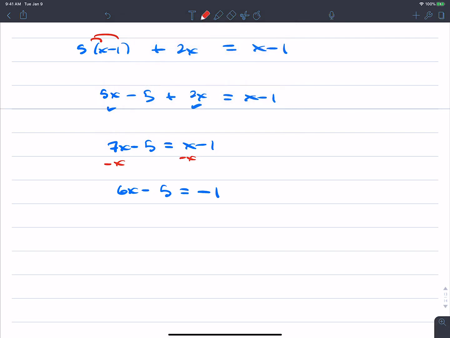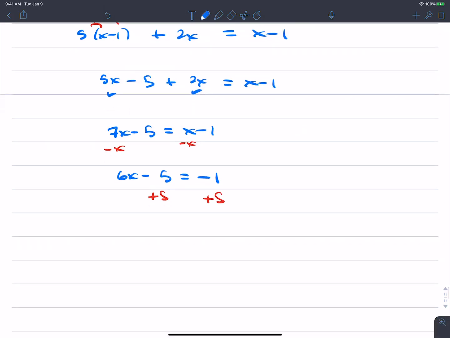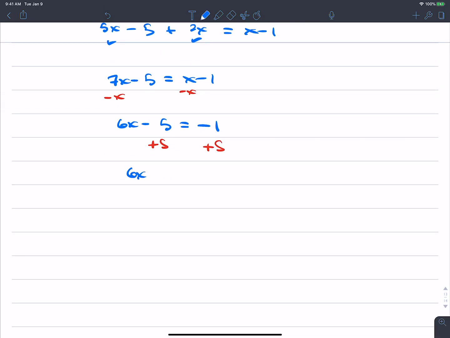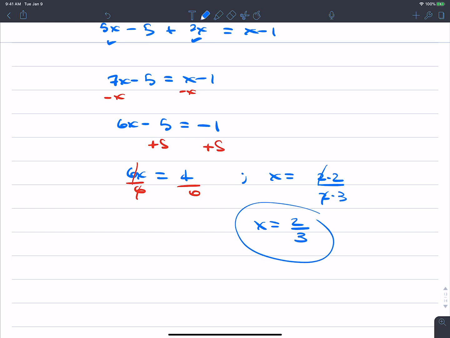What do I do now with that? Add your 5 to both sides. Is that true? Is 6x 4? Divide both sides now by what? 6. And you get now what? 4 over 6. That's 2 times 2, 2 times 3. They cancel. What's x going to be? 2/3. Here's your solution.